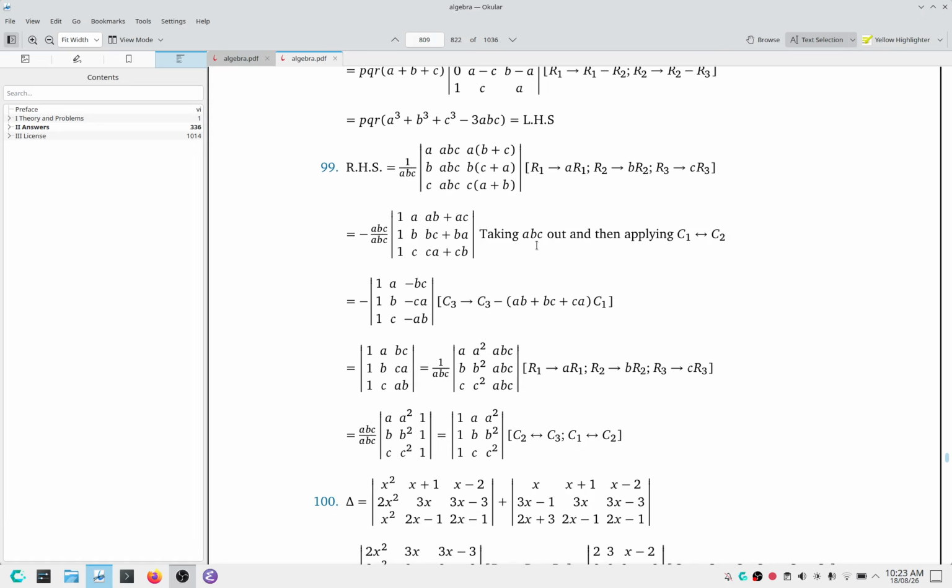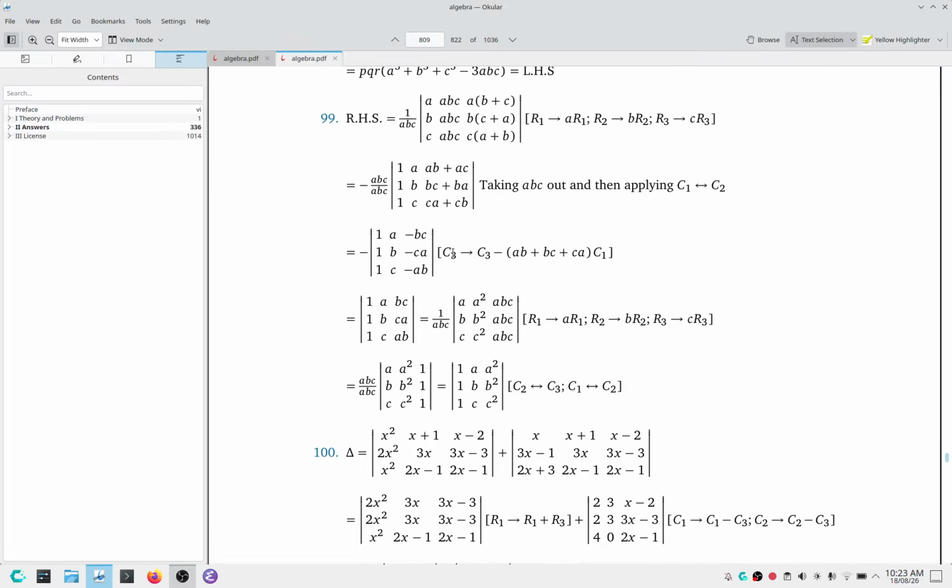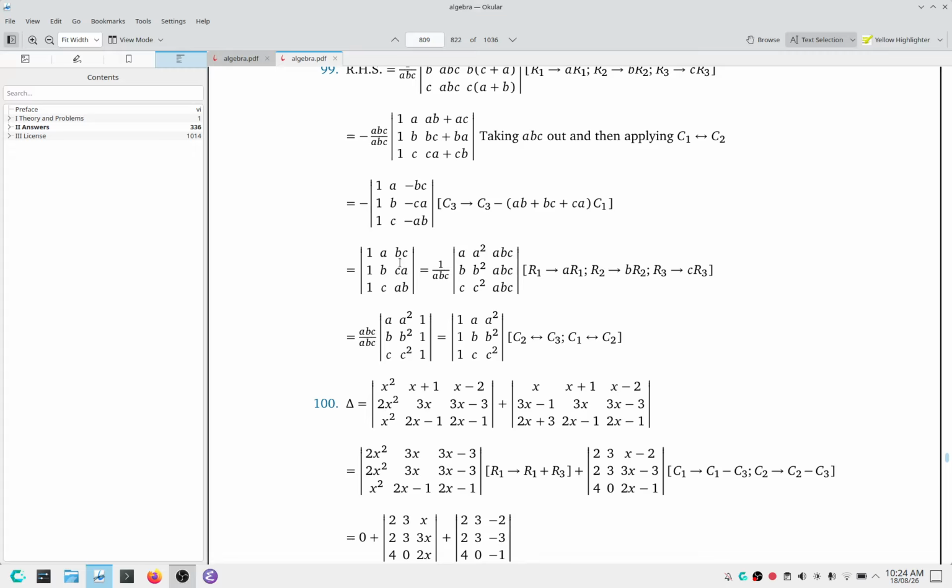So, and then we exchange C1 with C2. Since we exchange one column, we put a negative sign. We have got 1, 1, 1, ABC, AB plus AC, BC plus BA, CA plus CB. Now we do column 3 is equal to column 3 minus (AB plus BC plus CA) times C1. So this becomes minus BC, minus CA and minus AB.